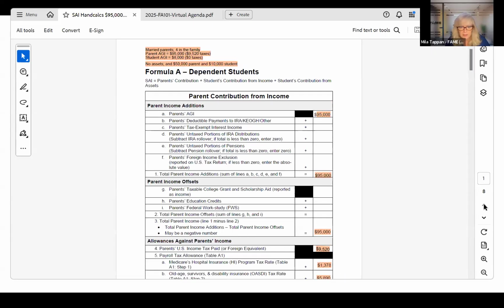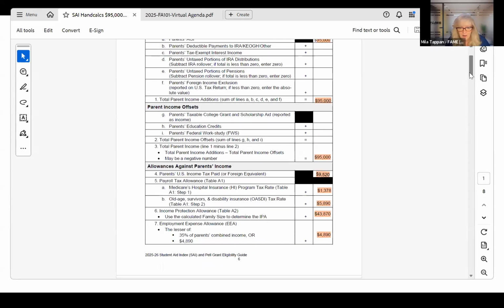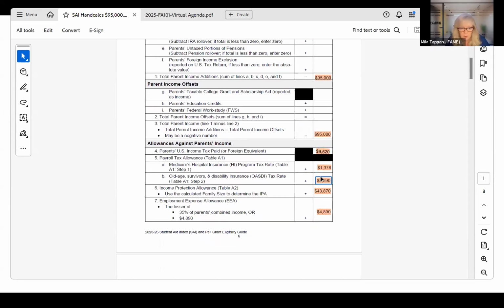So now let me go back to where we were. We are at our allowances. We've already talked about income tax, payroll taxes, the income protection allowance, and then there is an employment allowance, because the people who put the formula together recognize that when we work, it costs us money, whether it be gas money or clothes or lunches or whatever might be the case. The employment allowance is the lesser of 35% of the parents' combined income or $4,890. So in this case, the $4,890 is the allowance that we're going to use. These are all of our allowances against income.